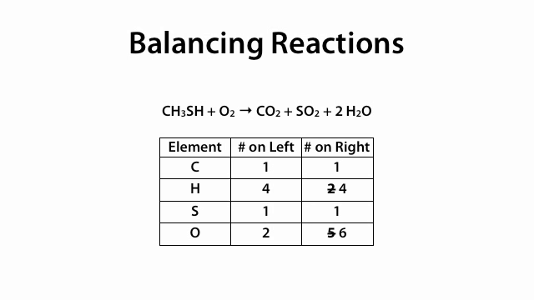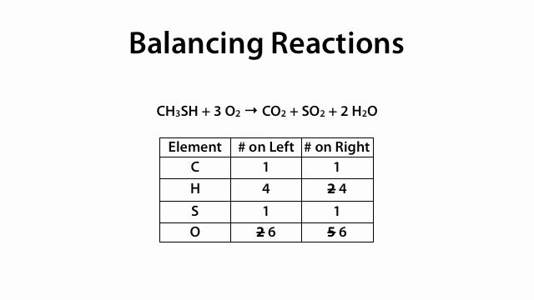Moving on to S. S is balanced. Now we're left with O. O has 2 atoms on the left side and 6 on the right side. So we have to balance the left side. We want the left side to say 6 oxygens. So how are we going to make the left side have 6 oxygens? We're going to put a 3 in front of the O2.